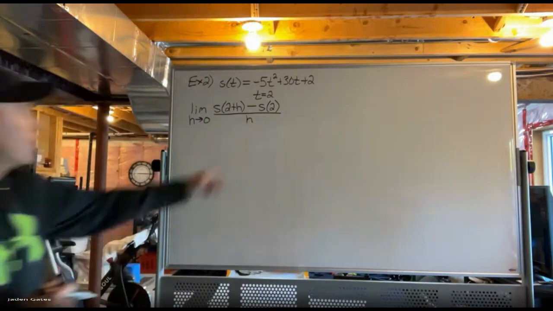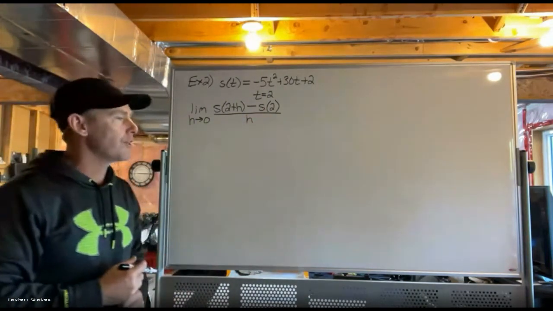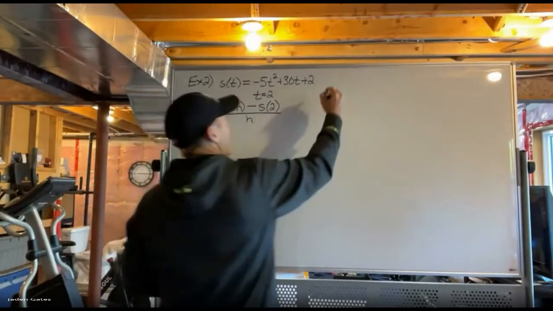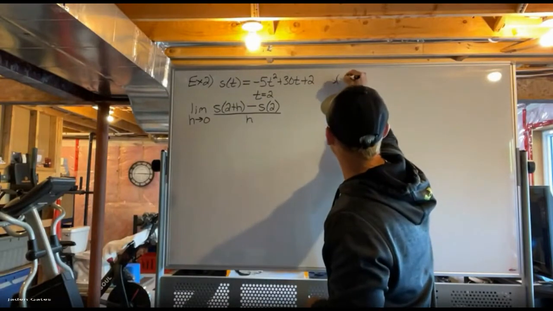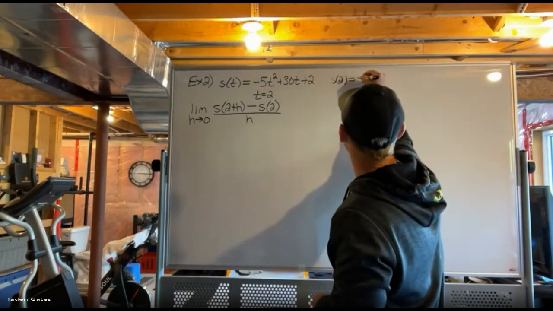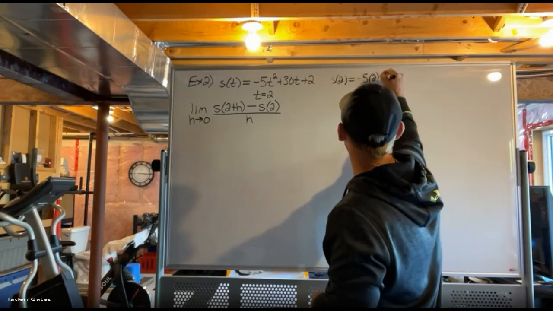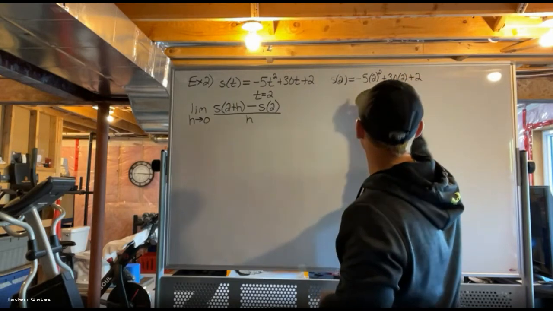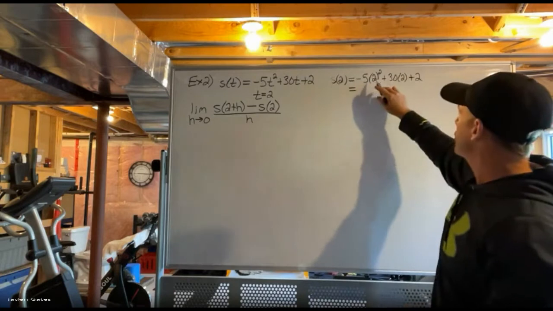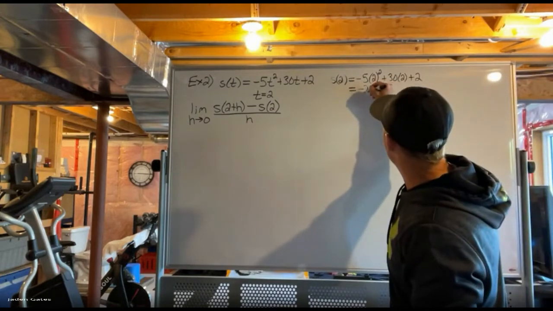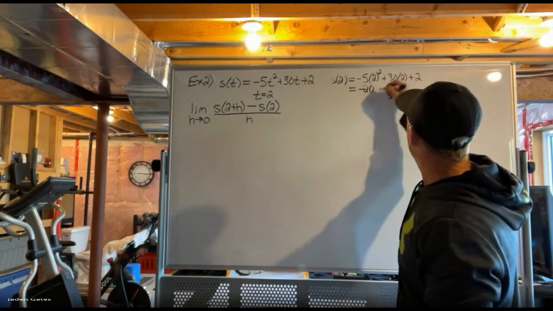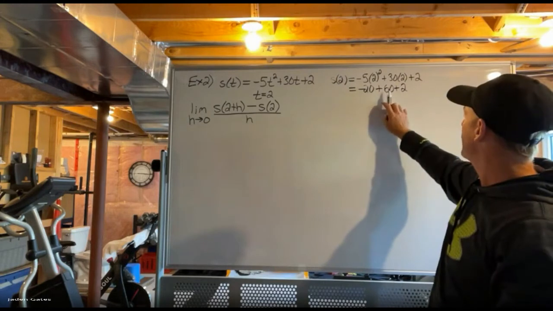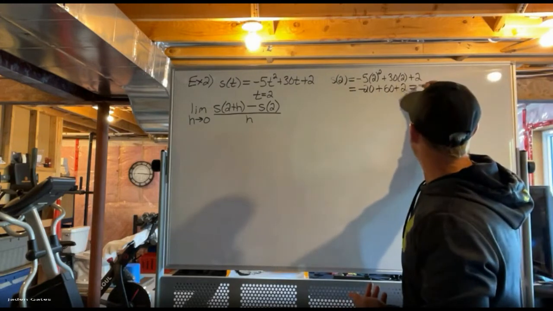Now s of 2, that's something I like to go figure out over on the side. That way it's a little bit neater, which just means I'm going to plug a 2 into this equation. So s of 2 is equal to -5 times 2 squared, plus 30 times 2, plus 2. That's 2 squared is 4, times -5 is -20, plus 60, plus 2. Well, -20 plus 60 is 40. Add 2 is 42. All right, so I've got my s of 2.